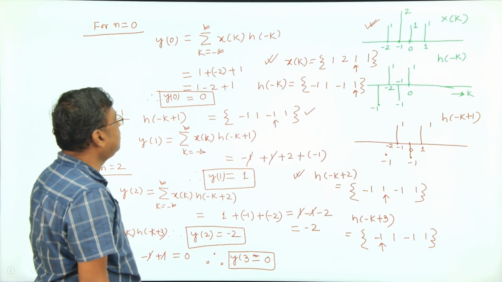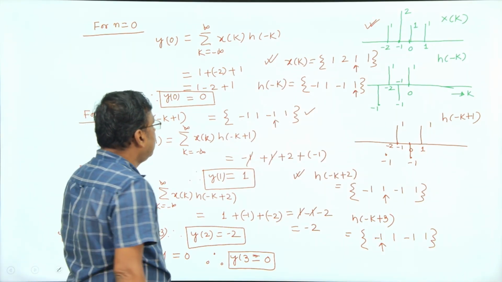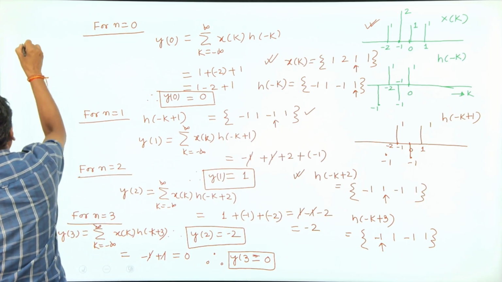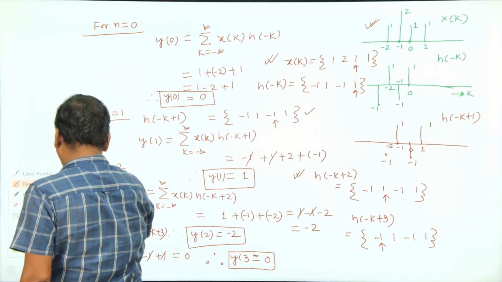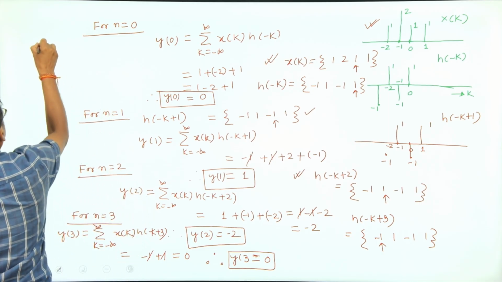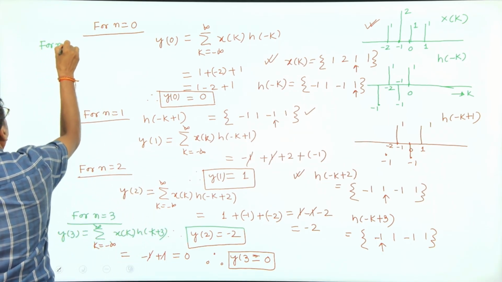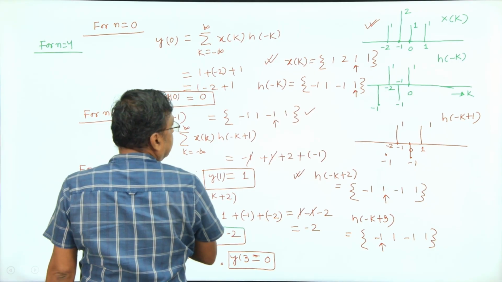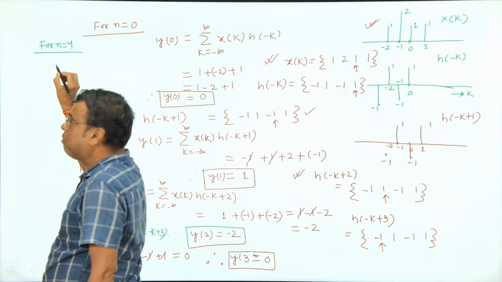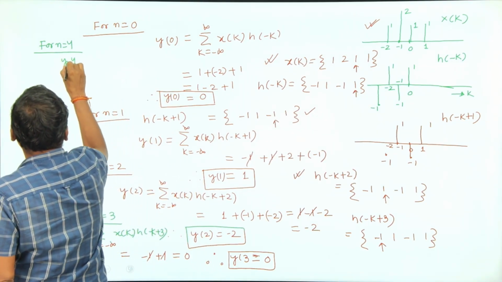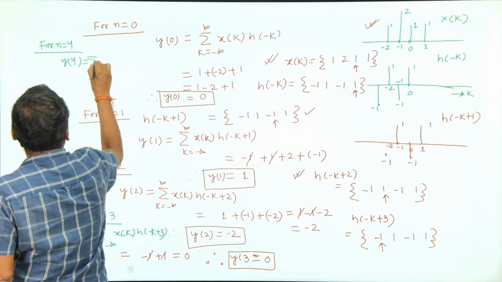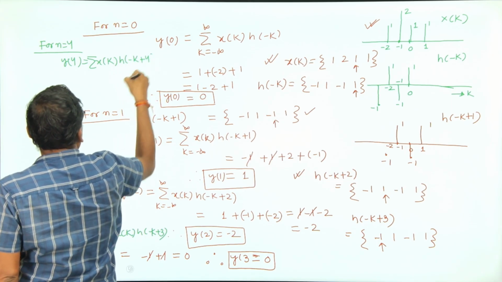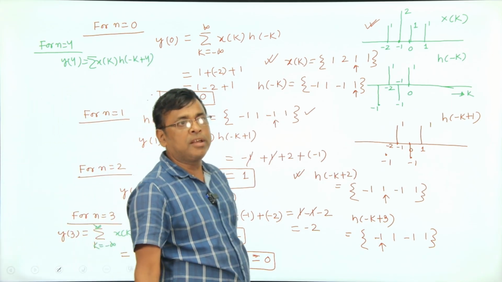Then the last part is n equal to 4. For n equal to 4, we have to find out y of 4. y of 4 equal to sigma x of k into h of minus k plus 4.